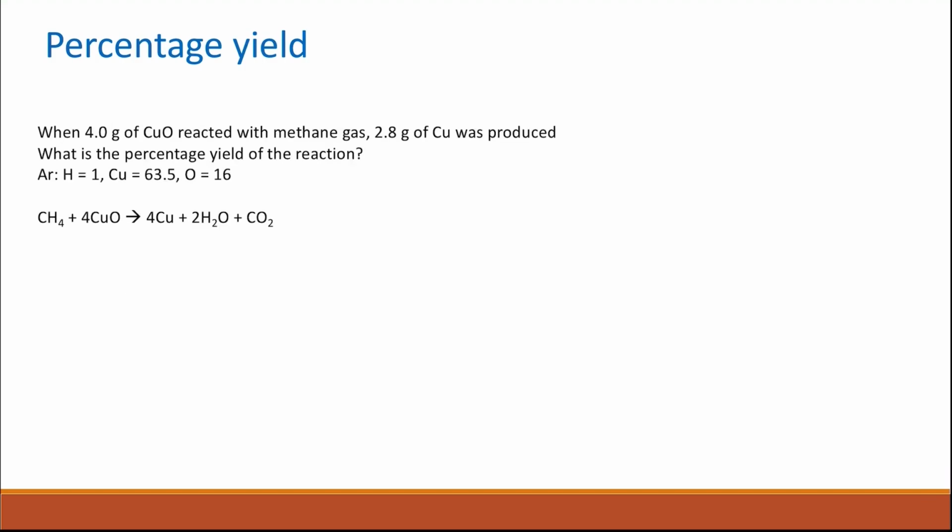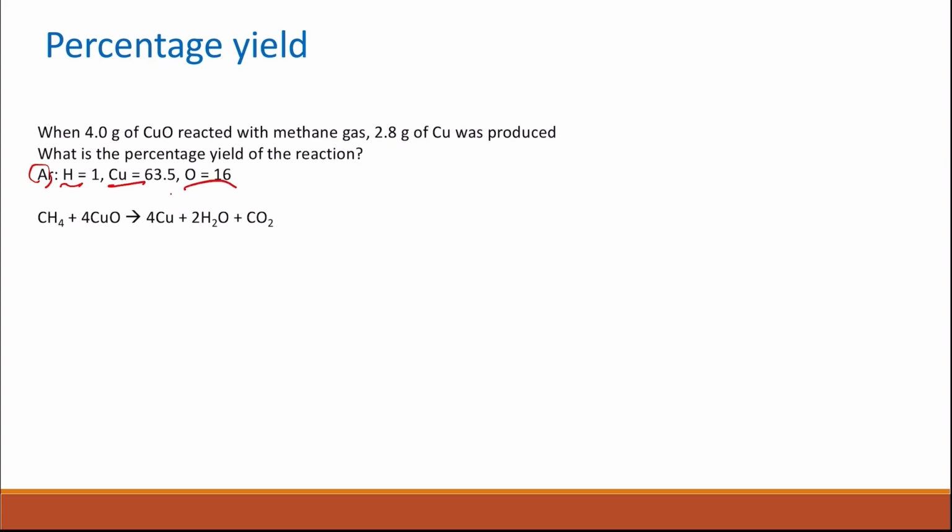So let's have an example to see how to calculate the percentage yield. The question says that when 4 grams of copper oxide reacted with methane gas, 2.8 grams of copper was produced. What is the percentage yield of the reaction? And here it gives you the atomic weight of hydrogen, copper, and oxygen.